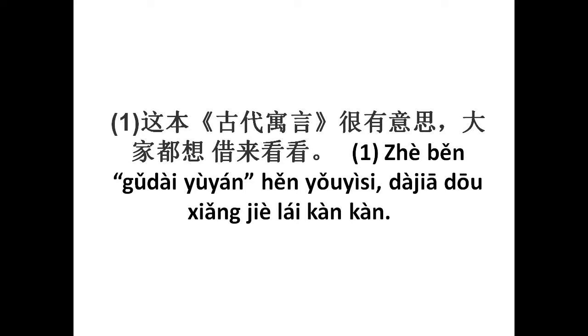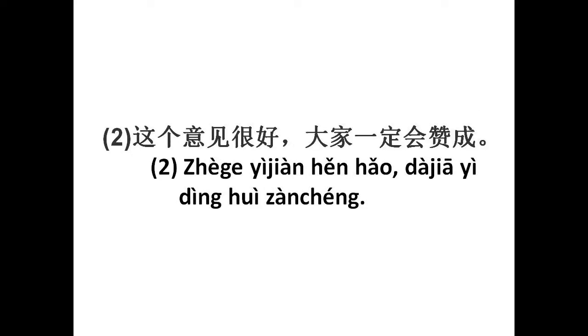Moving on to the second sentence. 这个意见很好，大家一定会赞成。这个意见 this opinion, 很好 very good. Everybody, 一定 certainly, 会 will, 赞成 to agree. So this opinion is very good. Everybody will agree. So we have to make a rhetorical sentence which could be like, this opinion is so good, why would anybody not agree to it?